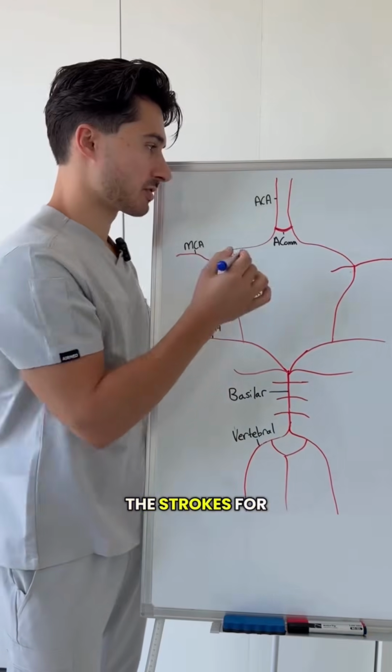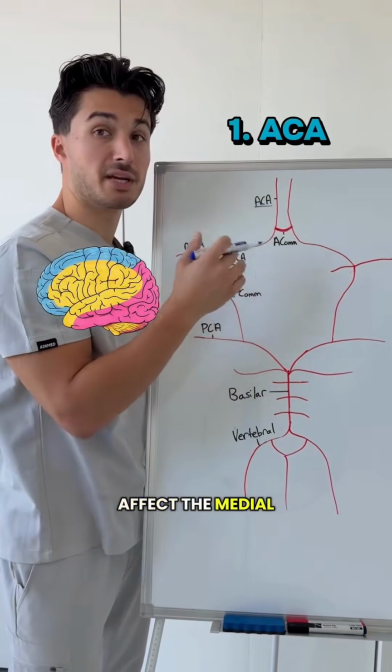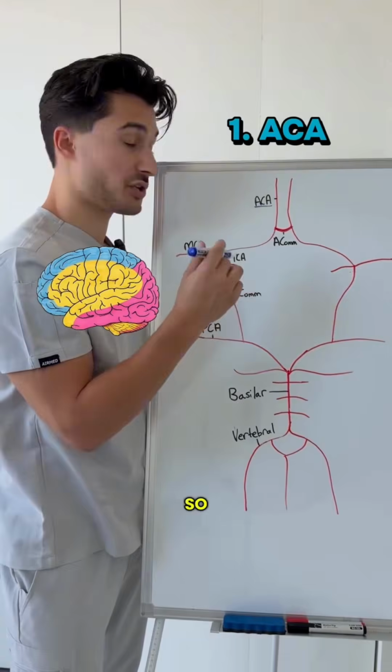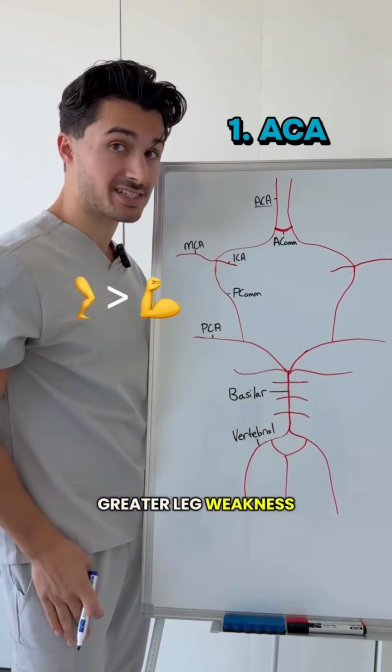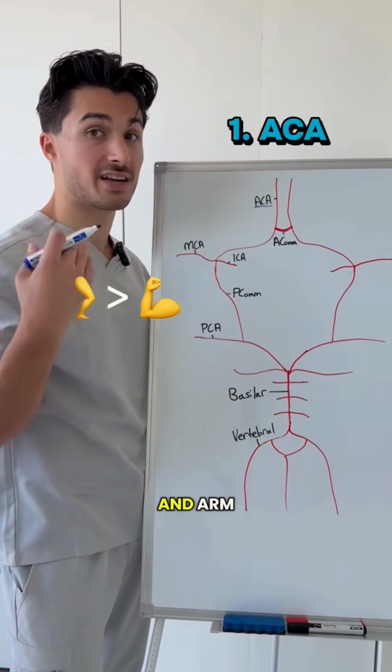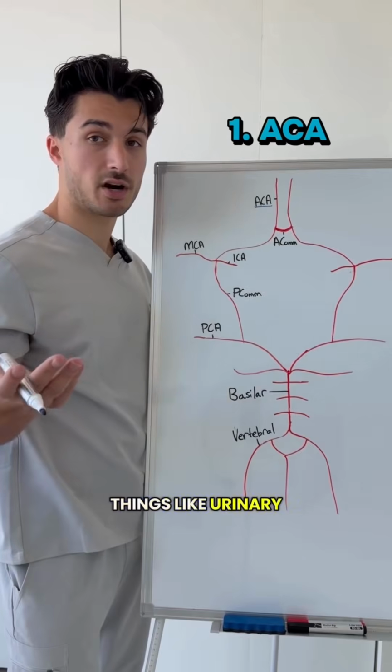Now let's localize the strokes. For ACA, this is going to affect the medial frontal or parietal lobe, so you're going to get greater leg weakness and sensory loss than your face and arm. And it may also give you things like urinary incontinence in the vignette.